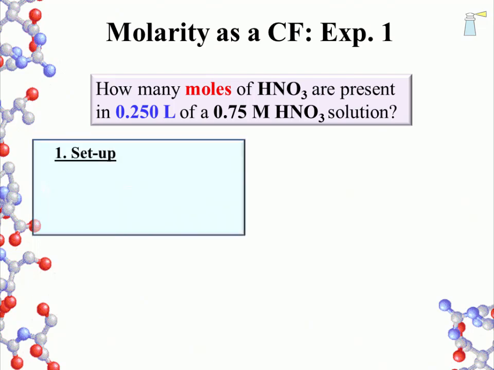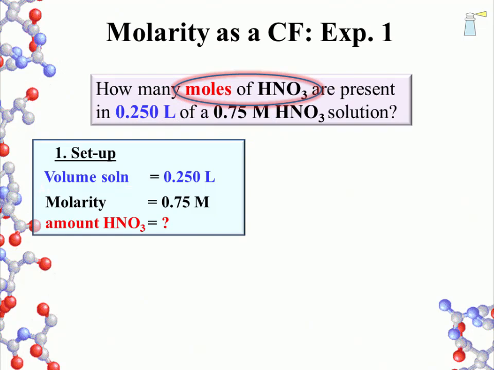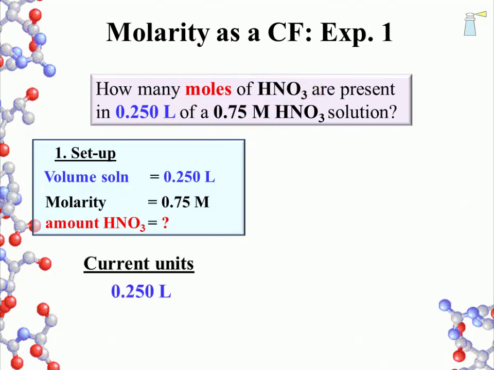We can do that with a setup to find the knowns and the unknowns. Looking at the problem, it can be seen that given is 0.25 liters of the acid solution. Make a note of that. And that the solution has a molarity of 0.75. Make a note of that. What the question asks for is moles of nitric acid. That is an unknown. The relationship between these values is current or given units of 0.250 liters and desired or wanted units of moles of nitric acid.